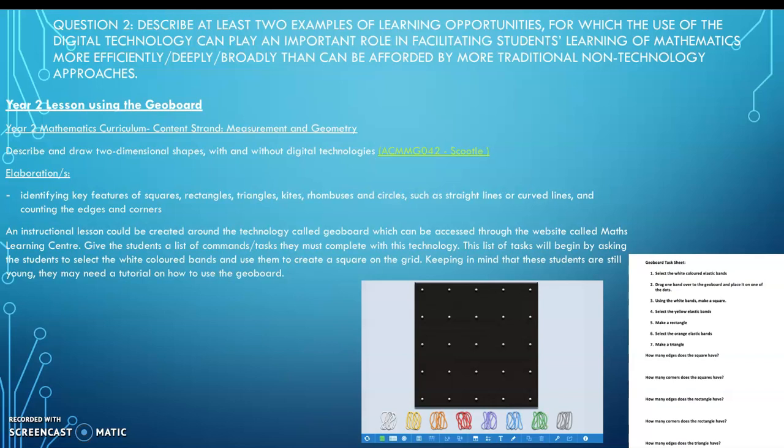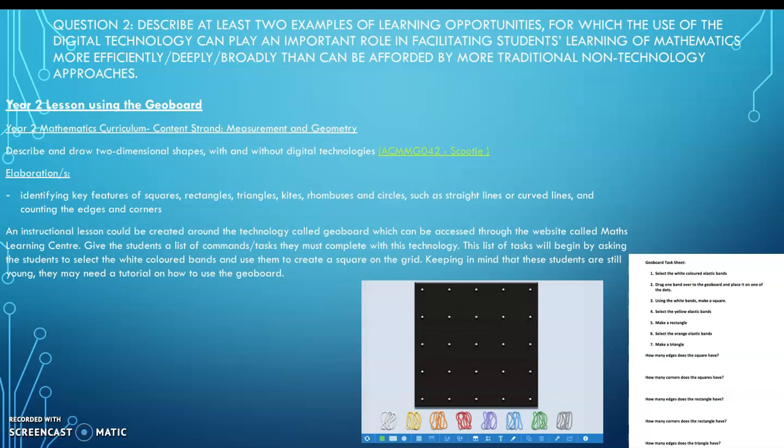Question 2 asks us to describe at least 2 examples of learning opportunities for which the use of digital technology can play an important role in facilitating students' learning of mathematics more effectively. For the Year 2 mathematics curriculum content descriptor I have designed a lesson focused on the geoboard and a task sheet. So I've inserted 2 screenshots of the task sheet I designed and a screenshot of the geoboard outline.